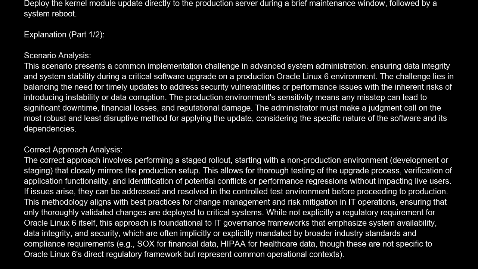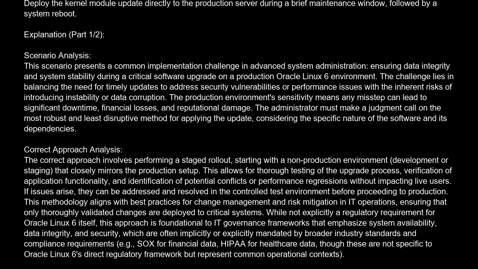This allows for thorough testing of the upgrade process, verification of application functionality, and identification of potential conflicts or performance regressions without impacting live users. If issues arise, they can be addressed and resolved in the controlled test environment before proceeding to production. This methodology aligns with best practices for change management and risk mitigation in IT operations, ensuring that only thoroughly validated changes are deployed to critical systems.